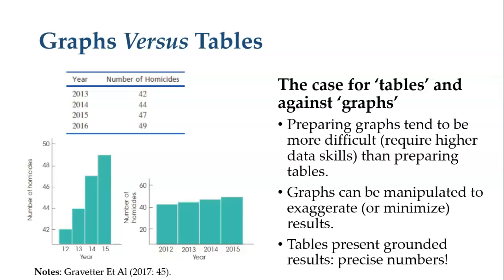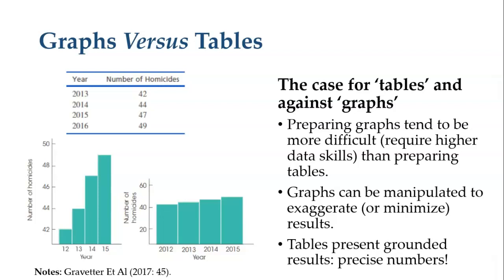But the real case of tables against graphs is that sometimes with graphs, depending on how you prepare them, even in a way that is innocent to some extent, you can manipulate or shape the results in a way that supports your case but is maybe not true. And look at this example.